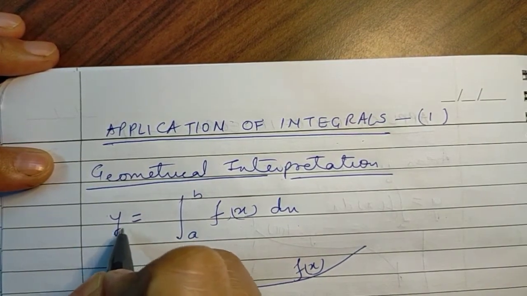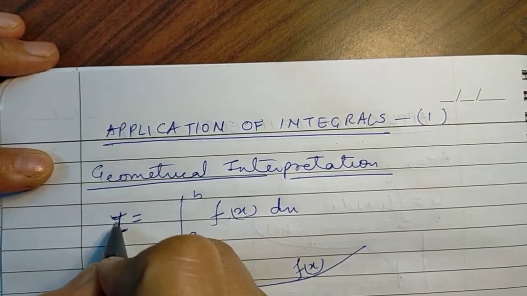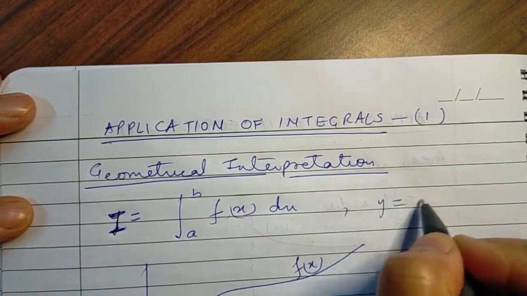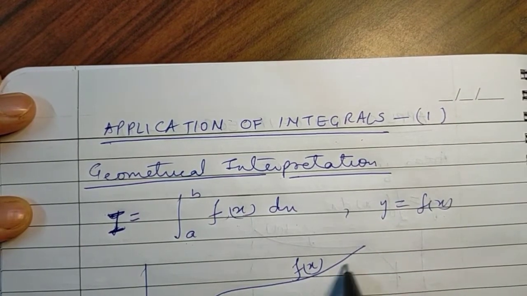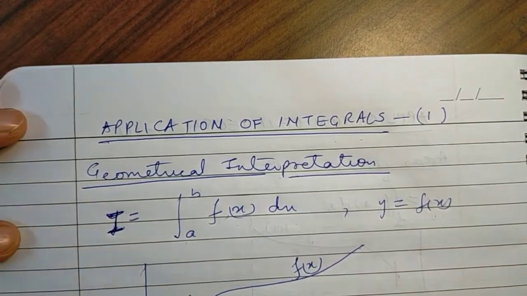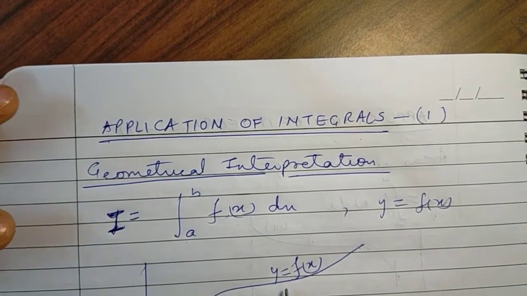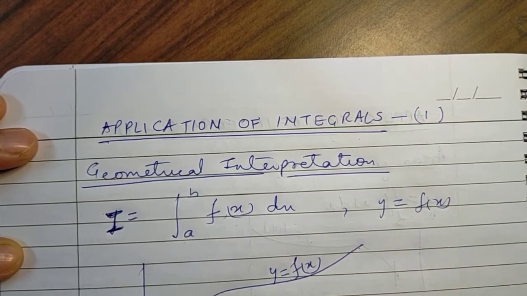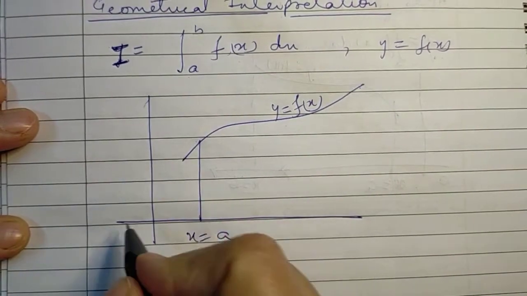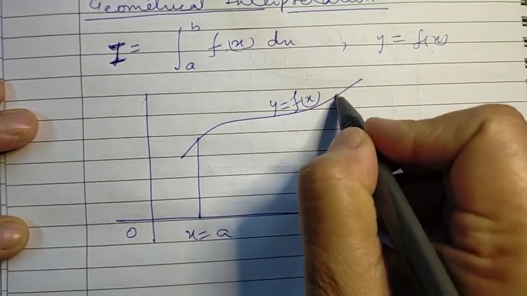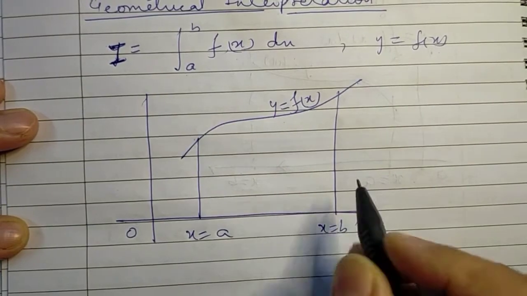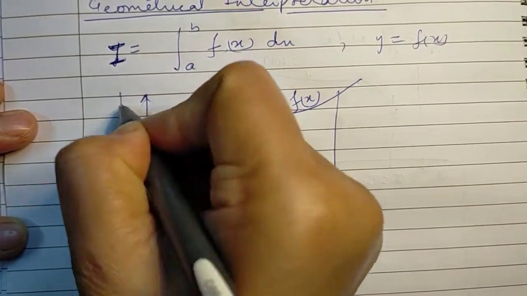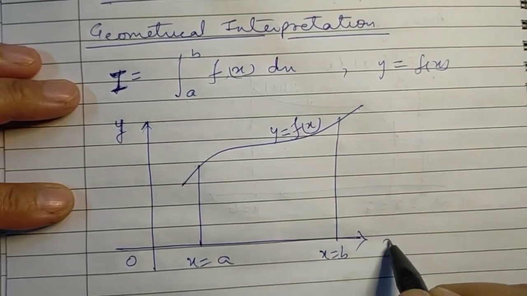Now suppose we have to find the integral I is equal to integral from a to b f(x) dx, where y equal to f(x) is the curve something like this. So we draw a rough sketch of y equal to f(x), x equal to a to b. So let's draw what is x equal to a. x equal to a is a line parallel to the y-axis, and x equal to b is also a line parallel to the y-axis passing through x equal to b, and this is the x-axis.